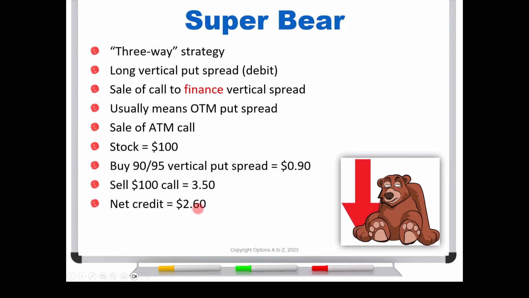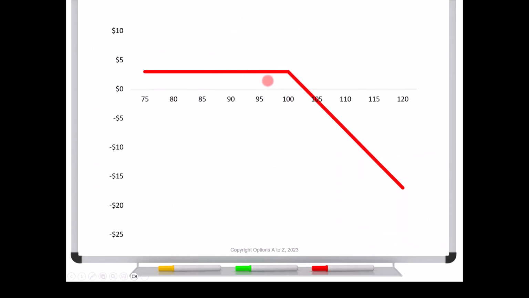So let's break them down independently. The sale of the $100 call for 350 would look like this. We've got this 350 gain right here for all stock prices below 100 at expiration. But the problem with this, like all naked options, is that we have unlimited upside. And this is also why it is called a super bear strategy, because you've got to be super bearish. You're willing to accept this unlimited upside risk.